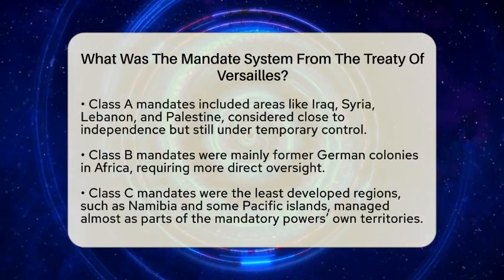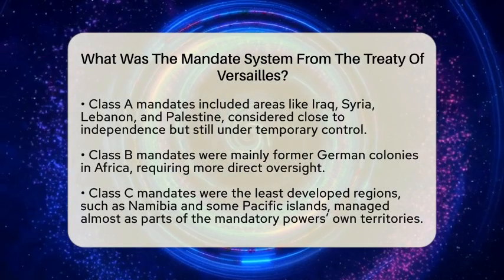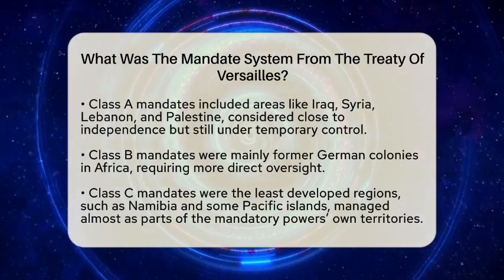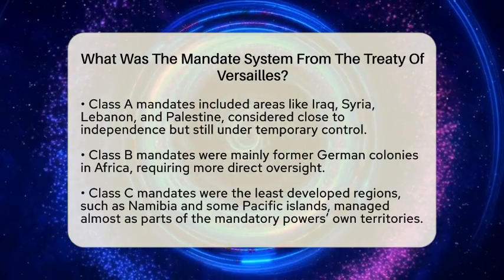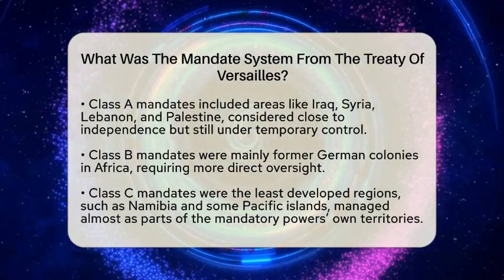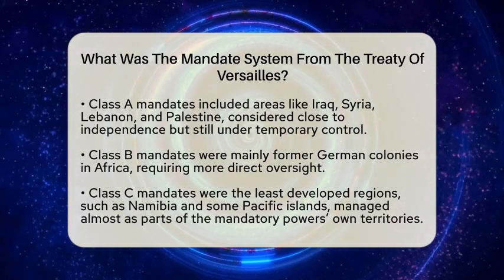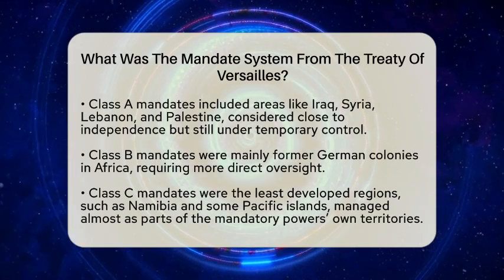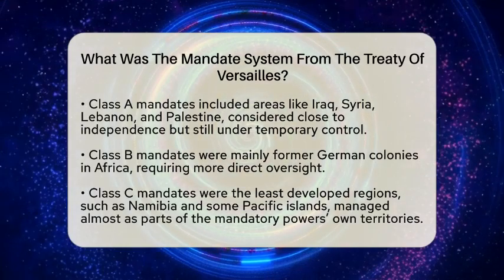Class B mandates were mainly former German colonies in Africa, like parts of West and Central Africa, which needed more direct oversight. Class C mandates were the least developed or sparsely populated areas, like Namibia and some Pacific islands, which were managed almost as parts of the mandatory powers' own territories.